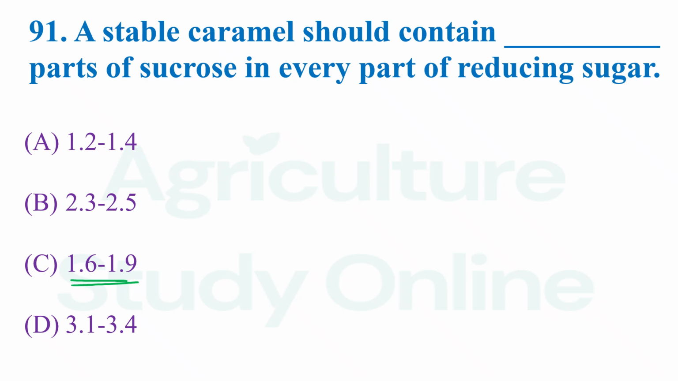Too much sucrose can lead to crystallization, meaning a grainy texture, and too much reducing sugar can lead to a sticky or hygroscopic product. So 1.6 to 1.9 is the optimum ratio. Option C is the correct option.